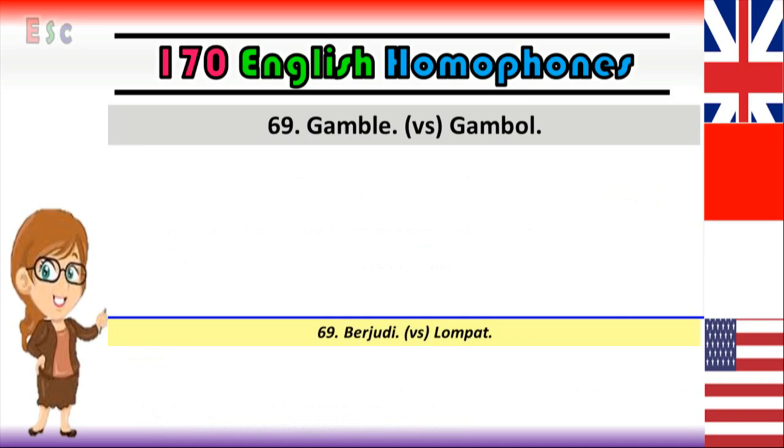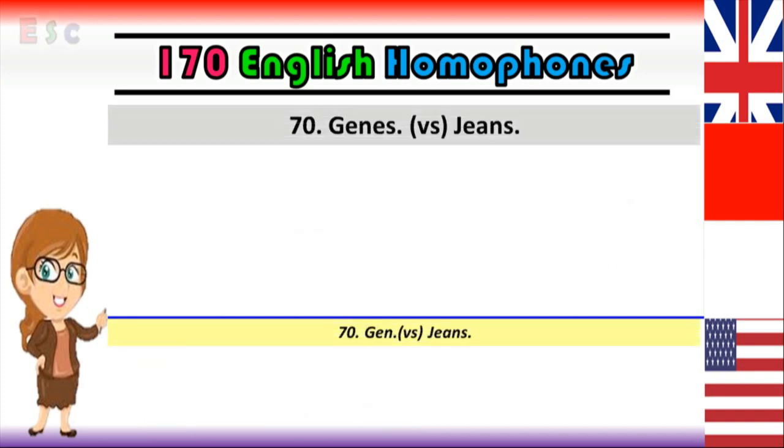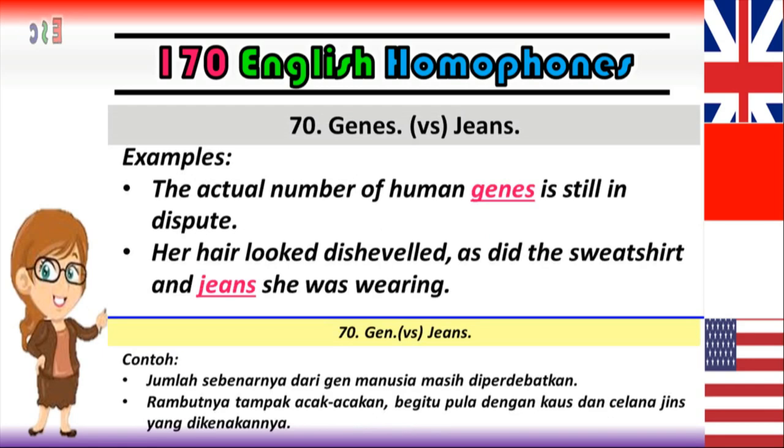69. Gamble versus gambol. Examples: their religion forbids them to drink or gamble. Now, at 17, I could gambol in the forbidden delights of Elysium with no one tugging at my hand. 70. Jeans versus genes. Examples: the actual number of human genes is still in dispute. Her hair looked disheveled, as did the sweatshirt and jeans she was wearing.